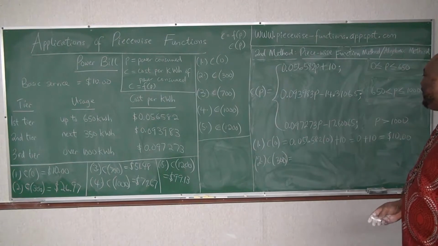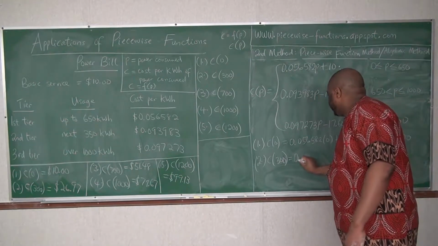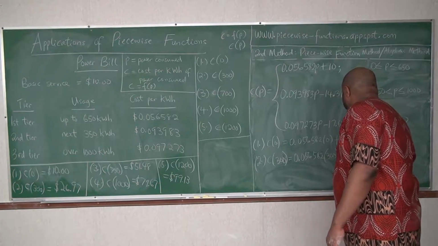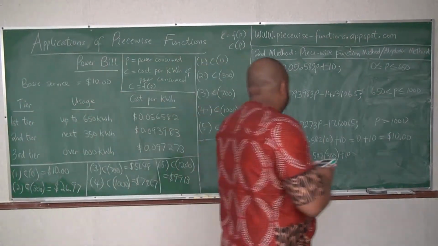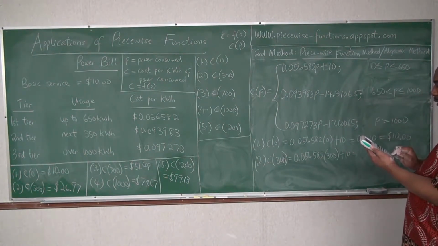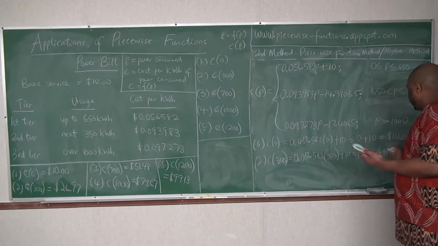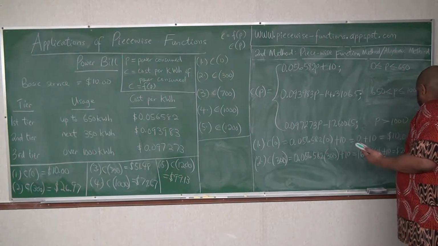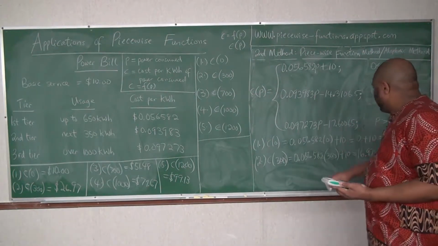Okay. All right. So 300 falls in the first domain. So we use this. So this is 0.056582 times 300 plus 10. So we have 0.056582 times 300, and that is 16.9746 plus 10, and that is 26.9746. 26.97. Okay.